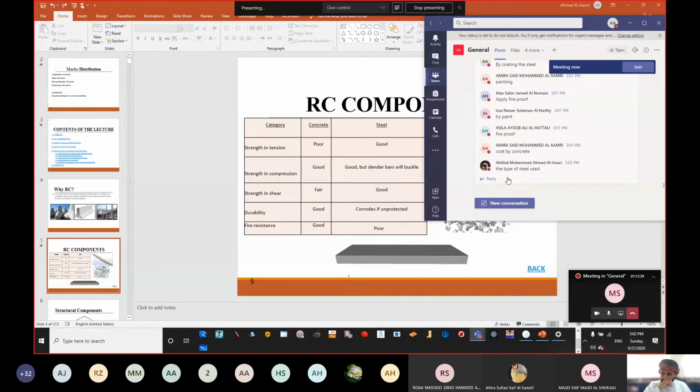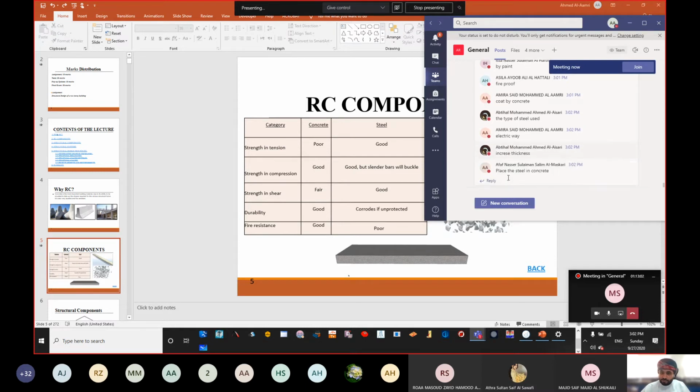One is coating or painting. I do agree, but we don't use it a lot. That's not the common practice. If you go to most of the malls, most of the commercial buildings as well, they are not using painting. You will not see the steel columns, right? Normally, if you go to the malls and everything, most of them are built with steel sections.